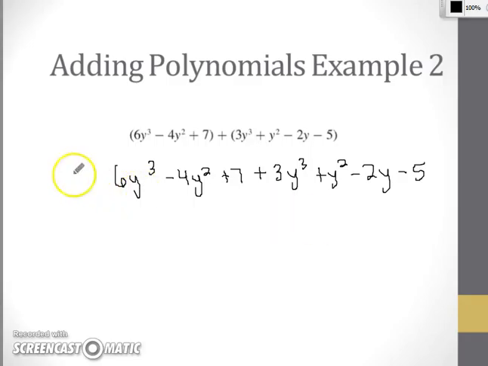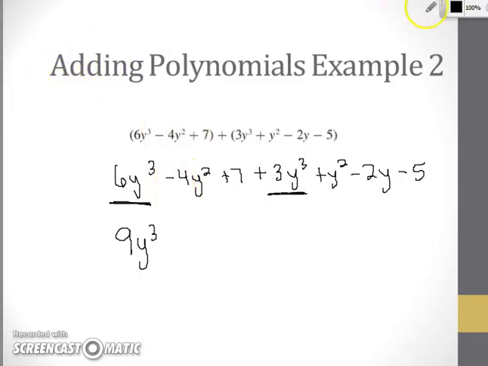So again, we want to combine like terms. If we start all the way on the left, 6y cubed, I'm looking for any other terms that have a y cubed. This one's y squared, this one's a constant, this one's y cubed. So I'm going to be adding a plus 3y cubed with a 6y cubed. 6 plus 3 makes that 9y cubed. And now we have a negative 4y squared. That subtraction goes with the 4. So a minus 4y squared.